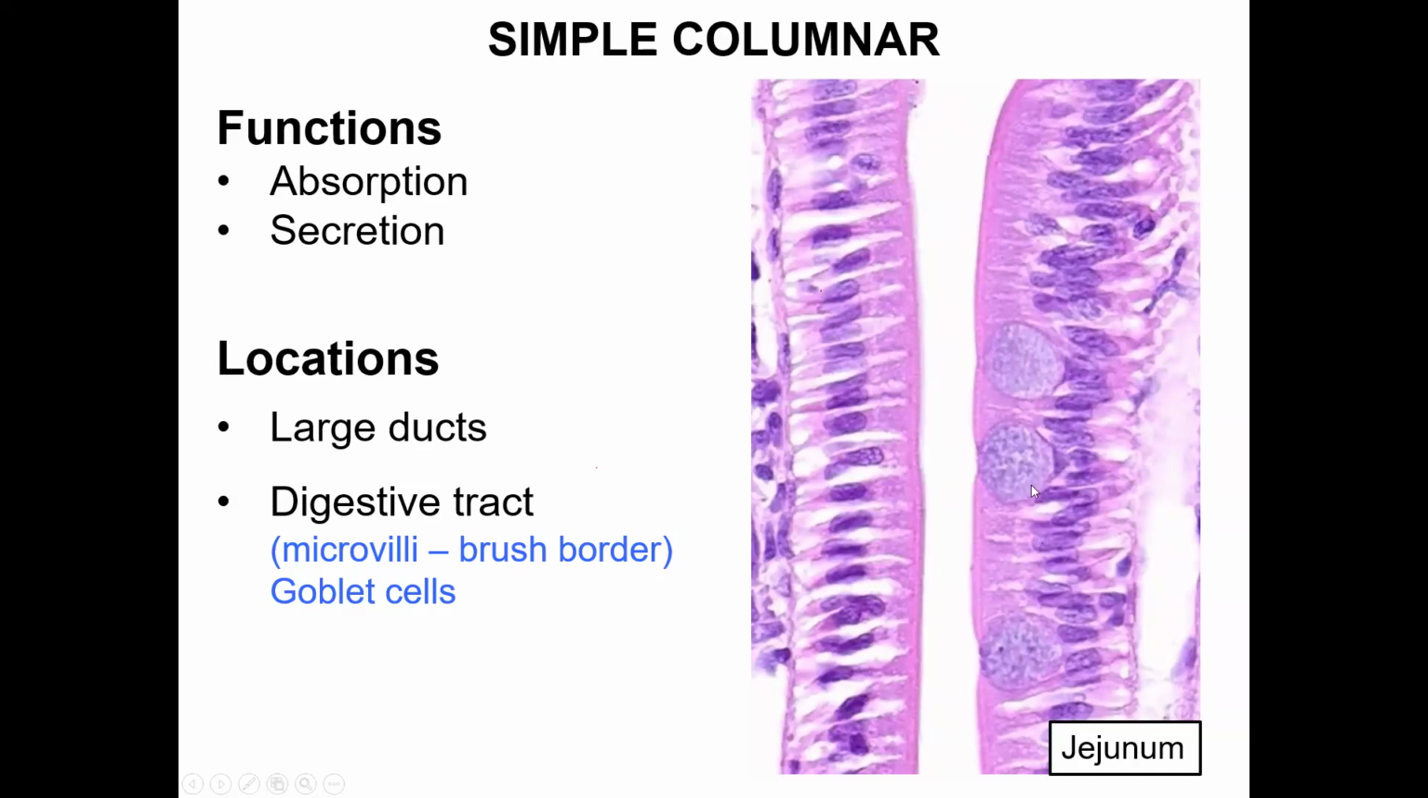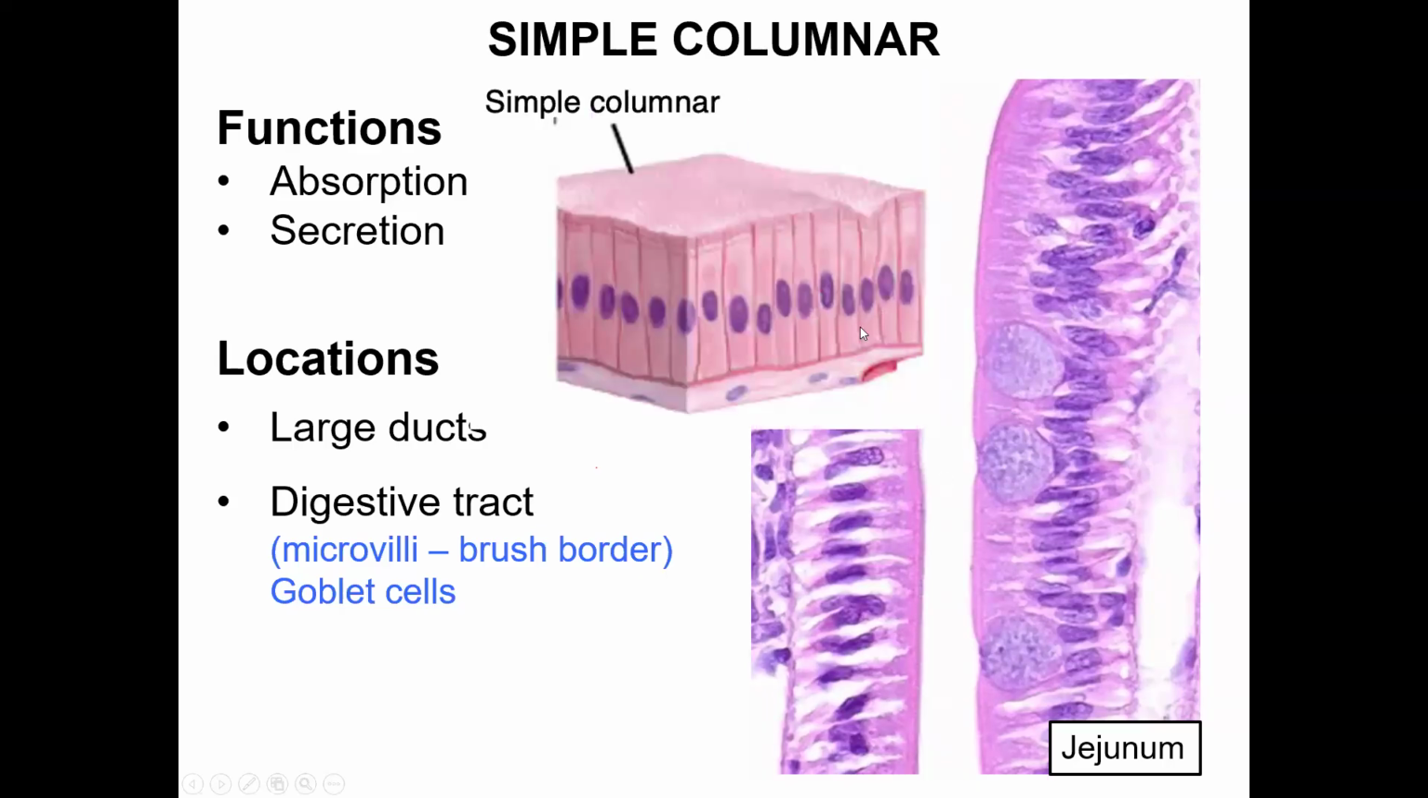And these cells that you see here are actually the goblet cells. The goblet cells don't stain with hematoxylin and eosin, but here they have a bluish stain. This is because they secrete a negatively charged mucus that contains sialic acid. And this is why they are basophilic.